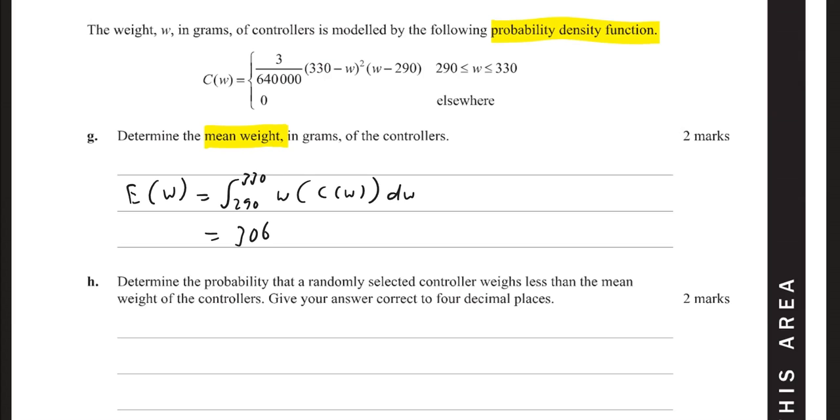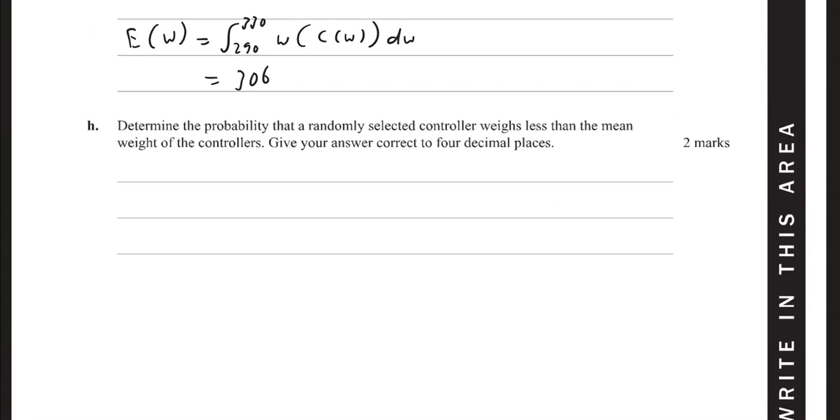That's 306. Now part H, we have to find the probability that a randomly selected controller weighs less than the mean weight of the controllers, and that's going to be the integral from 306 to 290, whose mean here is 306, of f of W dW. That equals 0.5248.